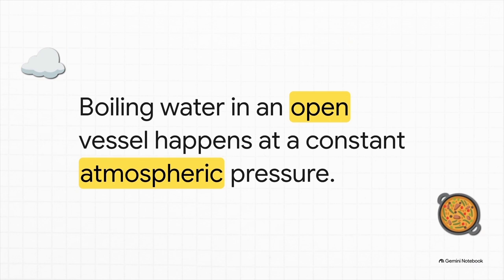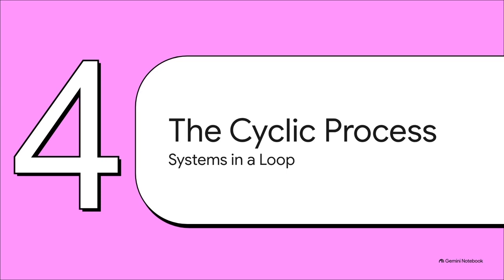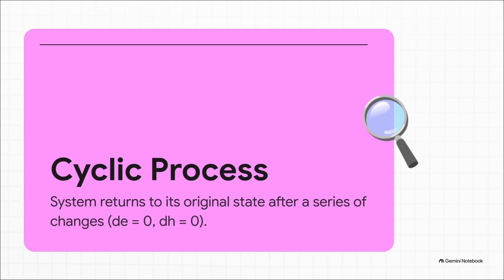Alright, part 4, the cyclic process. Let's shift our focus to a system working in a loop. A cyclic process is pretty much exactly what it sounds like. It happens when a system completes a whole series of thermodynamic changes and ends up right back at its original and initial state. Because the start and finish lines are exactly the same, the net change in thermal energy is a big fat zero. Therefore, dU is equal to 0 and dH is equal to 0.